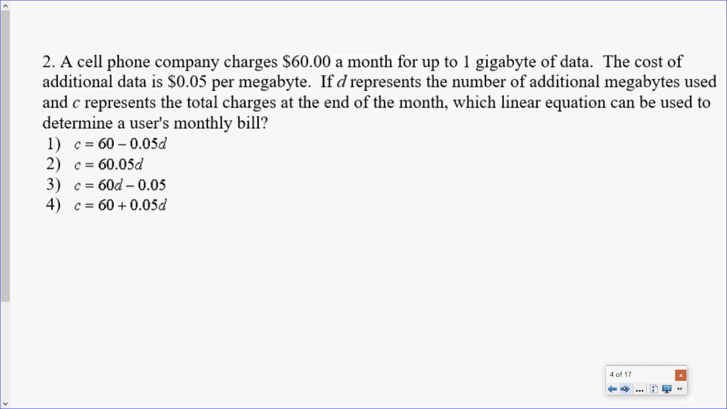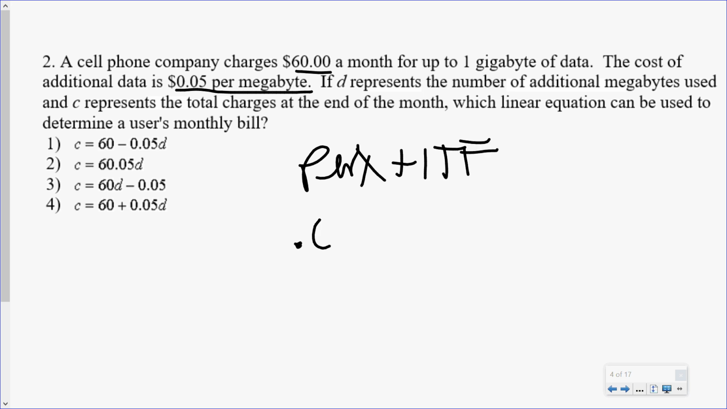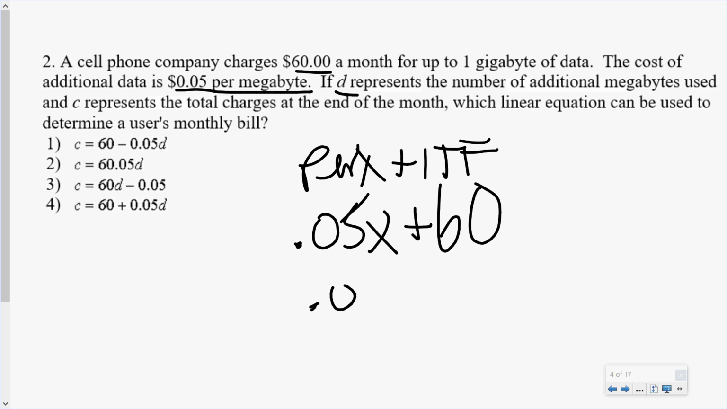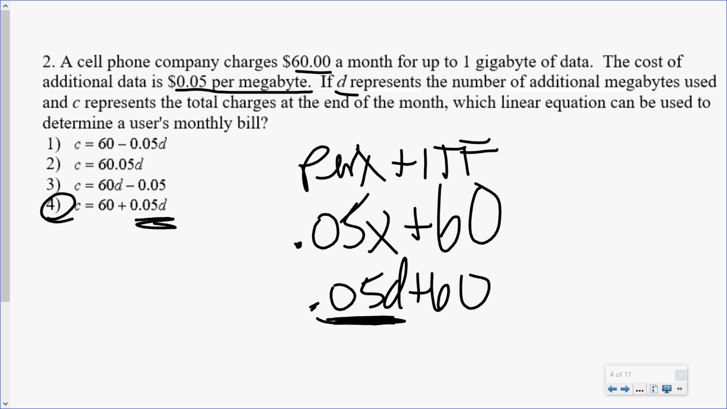Okay. A cell phone company charges $60 a month. The cost of additional data is 5 cents per megabyte. So per x plus the one-time fee. My per is 0.05. My one-time amount, I'm paying $60 for the month, and then 5 cents per additional megabyte. In this case, it wants D to be the variable, so it's 0.05D plus 60. It can be out of order as long as the 0.05 is in front of the variable, and that's it.